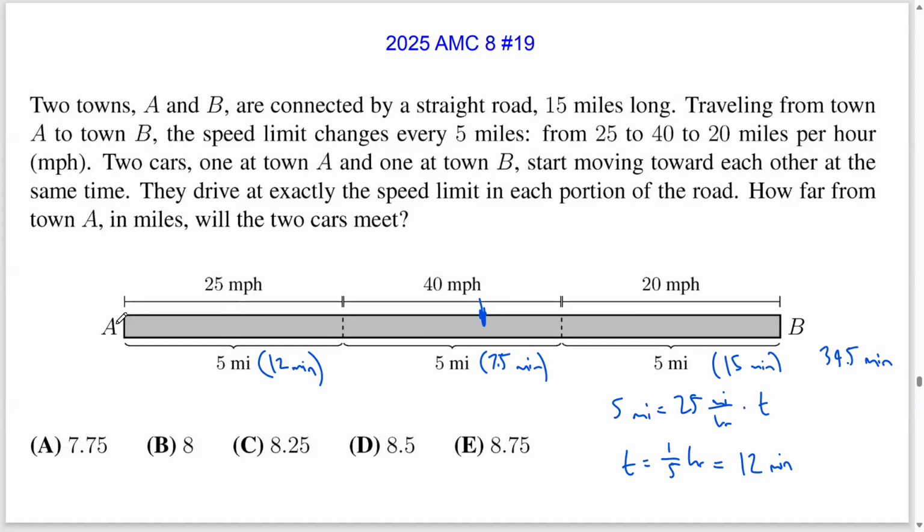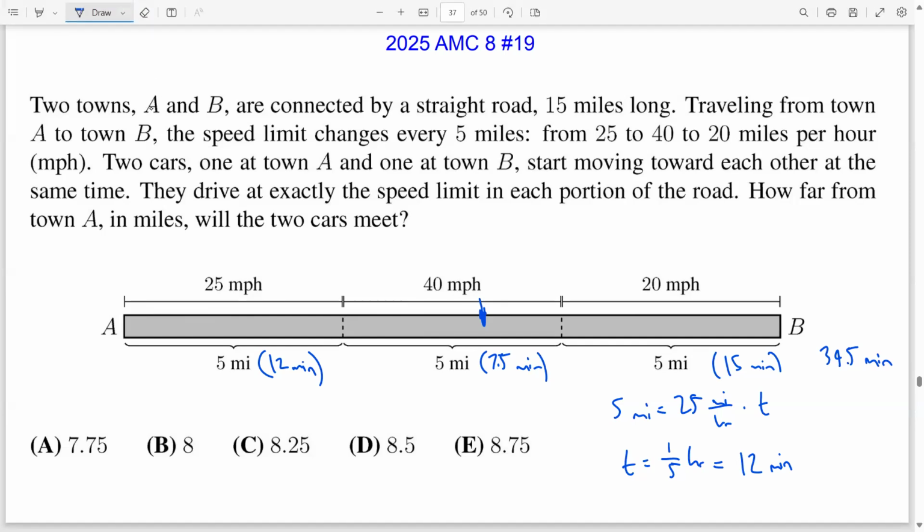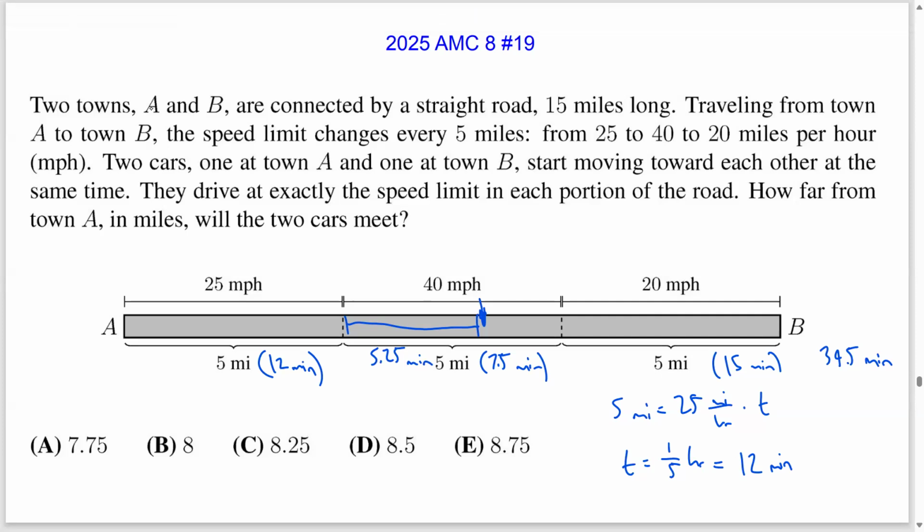So we can consider the car from A. It's going to take 12 minutes to travel the first third. And then now it's going to take 5.25 minutes to travel from this third point until the point where they intersect. So we want this distance to be traveled in 5.25 minutes. And so to find the amount of distance covered by the car starting from A, we can simply set up a ratio.